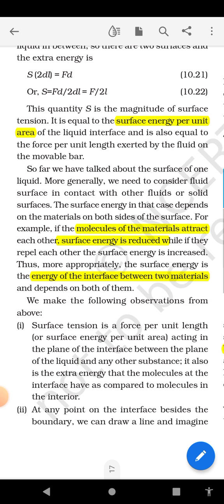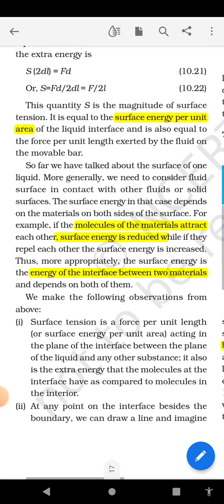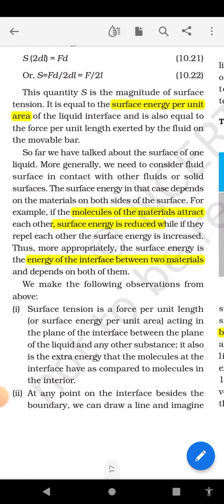Thus, more appropriately, the surface energy is the energy of the interface between two materials and depends on both of them. जैसे कि एक ग्लास के अंदर हमने लिक्विड डाल दिया तो जो सरफेस एनर्जी होगी वो ग्लास सॉलिड और जो उसके अंदर फ्लूइड डाला है लिक्विड, दोनों पे डिपेंड करेगी.